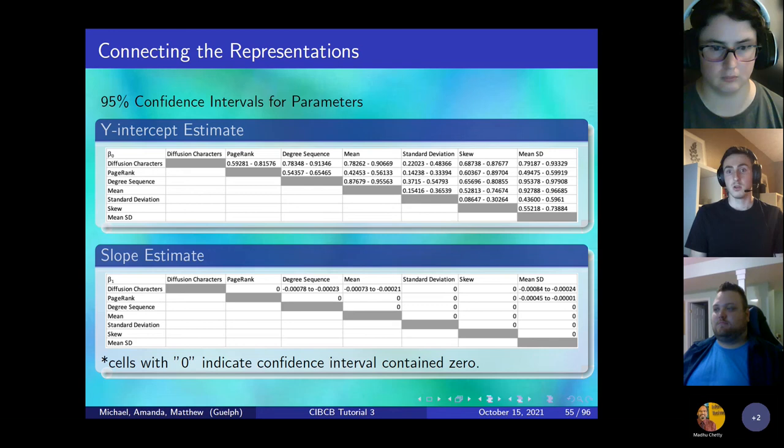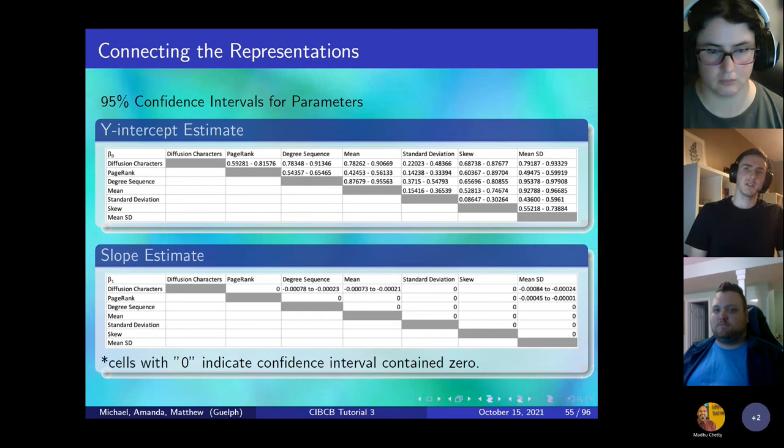So the other important takeaway here is that PageRank is pretty highly correlated with the skew of the degree sequence. That's its highest correlation. And it is significantly different from any of the other representations or relationships. As for the estimates for slope, cells that contain a zero here indicate the confidence interval contained zero, which means the slope is plausibly zero.